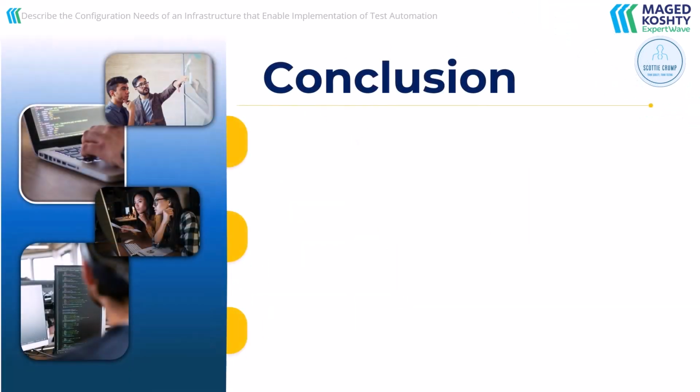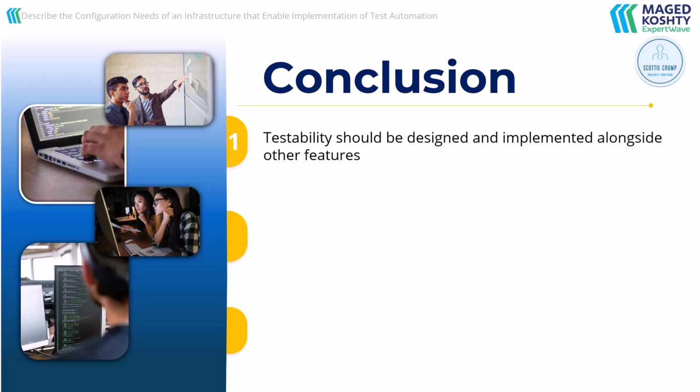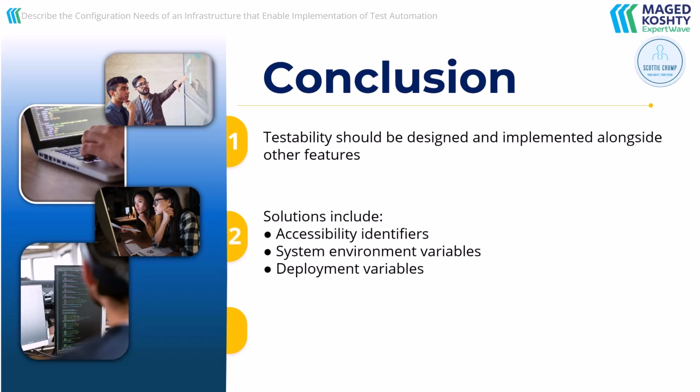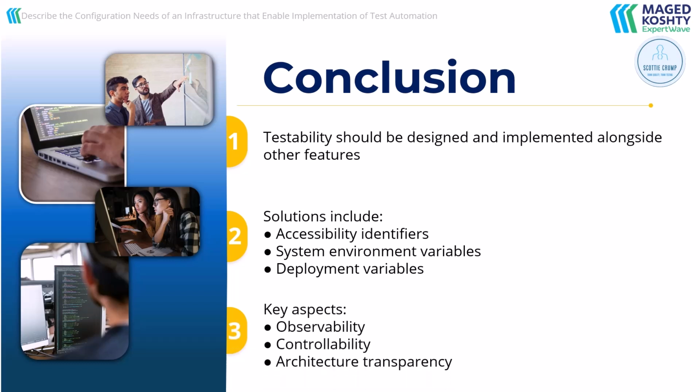So to summarize, we've learned that testability should be designed and implemented alongside other features. Solutions for better testability include accessibility identifiers, system environment variables, and deployment variables. The three key aspects of designing for testability are observability, controllability, and architecture transparency. In the next lesson, we'll explore how test automation is leveraged within different environments. This will build on what we've learned in this video about configuring your infrastructure for testability.